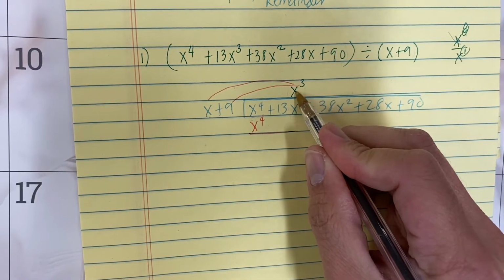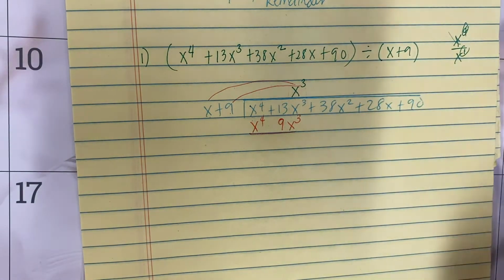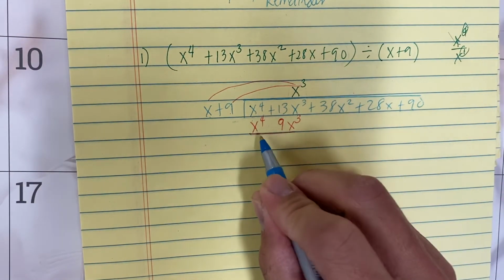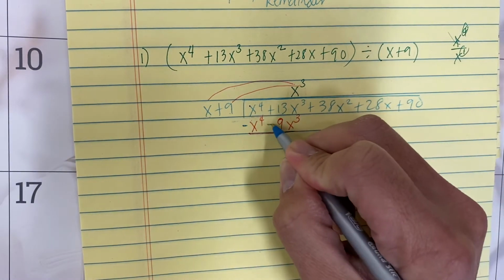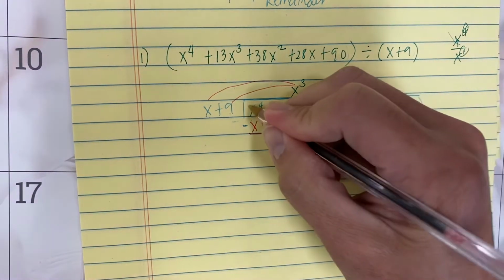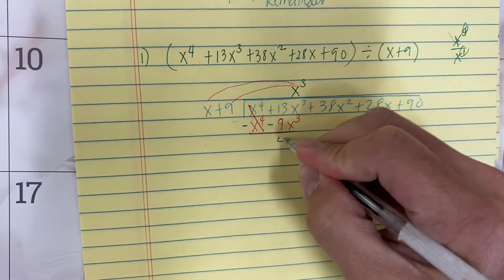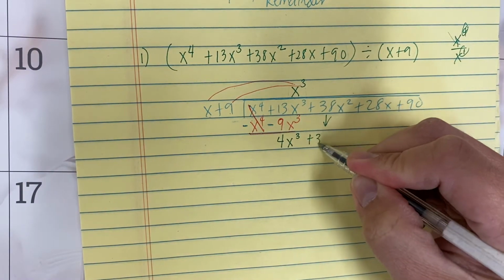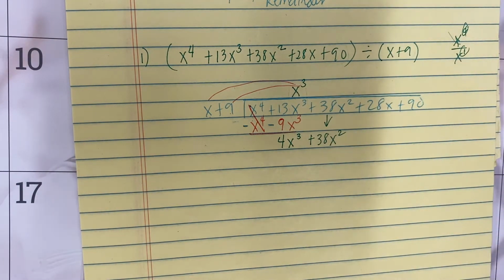What's x cubed times 9? It will give me a positive 9x cubed, right? The catch here is this. Here you're going to subtract. So to make it easier, just flip the sign of this. This is a positive 9, this is a positive x to the 4th. So I'm going to make it negative and make it negative. Always flip the sign. So when you cancel this out, what's left for you is just 4x to the 3rd. Then you drop this 38x squared. Easy, right? Just repeat the entire step and you'll be all right.